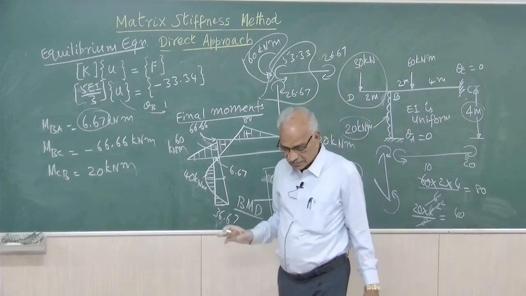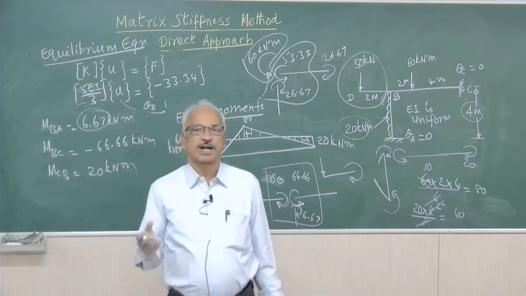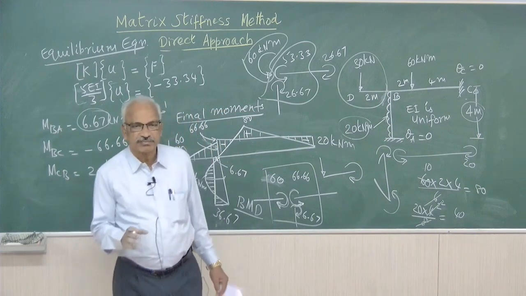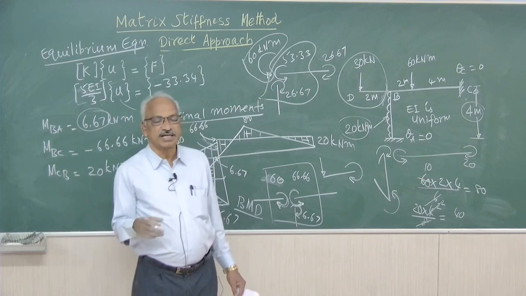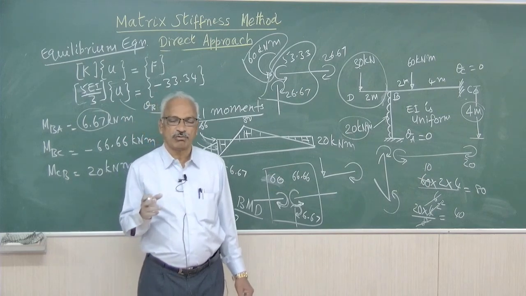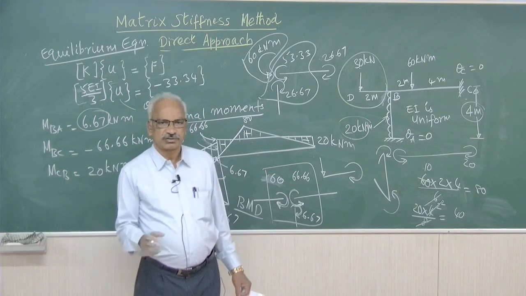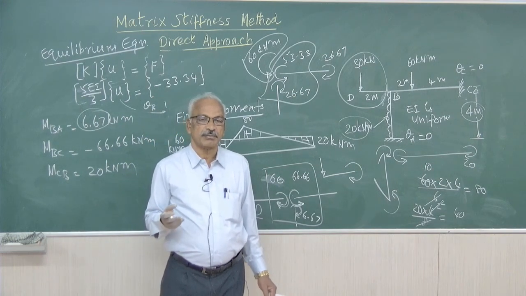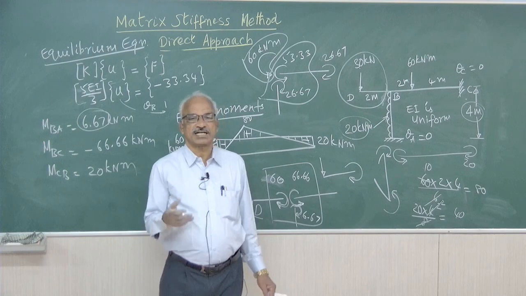So we have discussed two problems, one on a continuous beam and one on a frame, both with kinematic indeterminacy equal to 1. So that is the method of analysis when K equals 1 by the direct stiffness method.